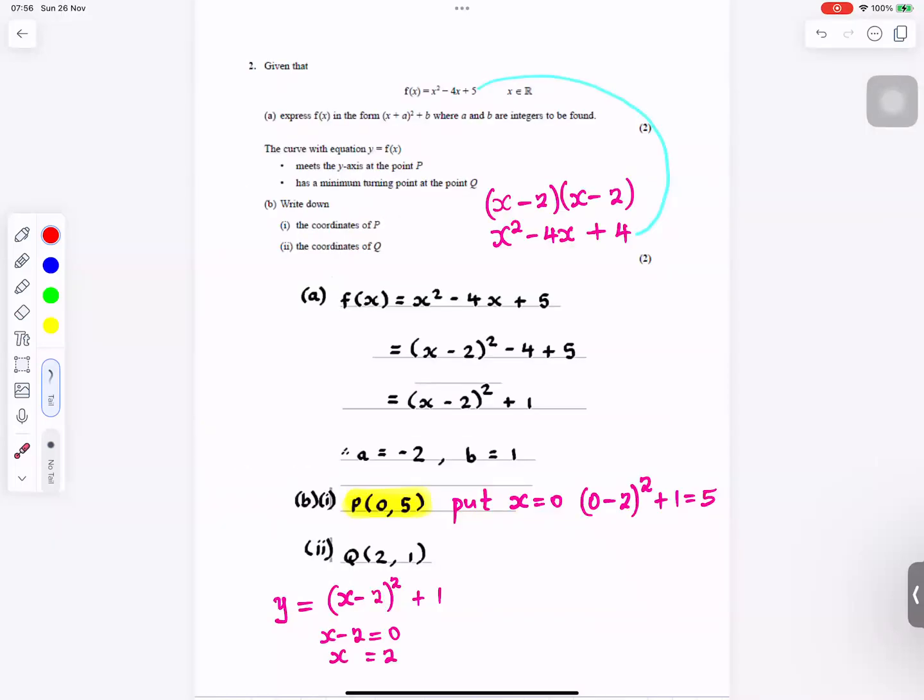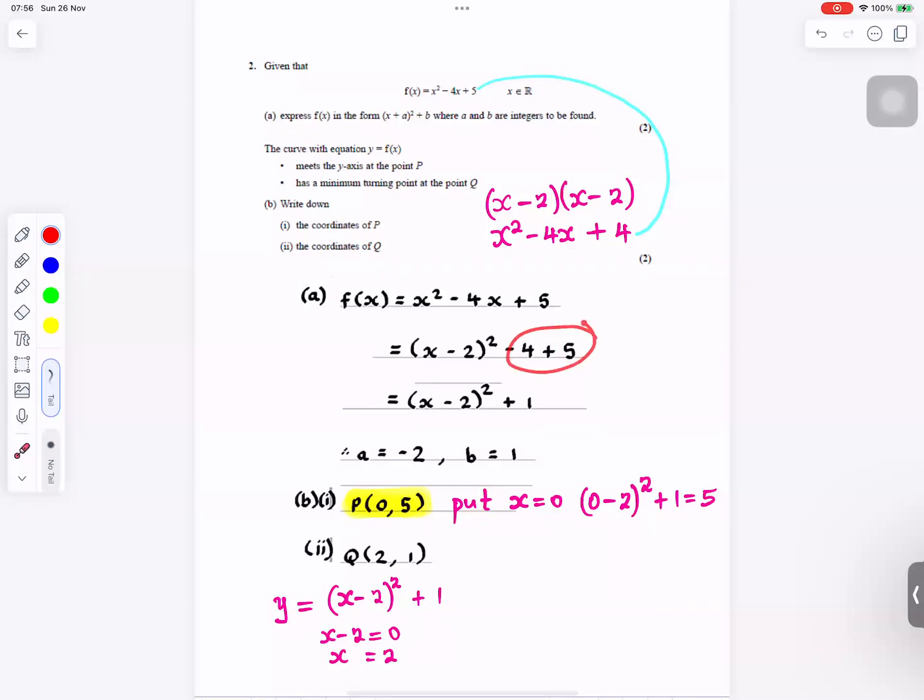Question number 2. It wants us to express f of x in the form x plus a all squared plus b. So we want to complete the square. So you find half of 4 is 2. So you get x minus 2, you square it. And then you subtract the 2 squared, and then you add 5. So that's the process for completing the square.